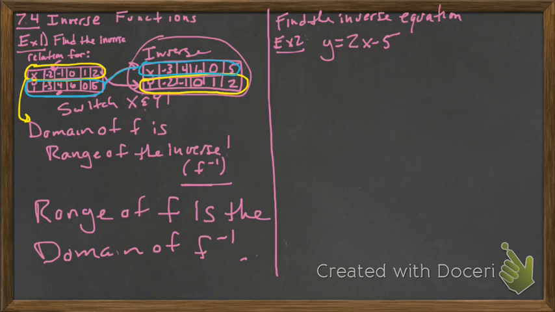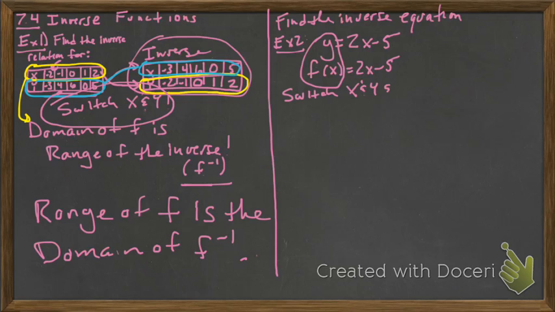Now keep in mind, you may get problems where it'll just say y equals 2x minus 5. Don't freak out if you see f of x equals 2x minus 5, right? They're really the same thing. Y and f of x are both just the outputs of the function. So if you want to find the inverse, the key is just to do what we essentially did in the last example, which was switch x and y. So all I'm going to do is switch x and y and solve for y.